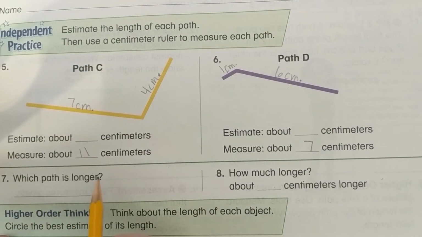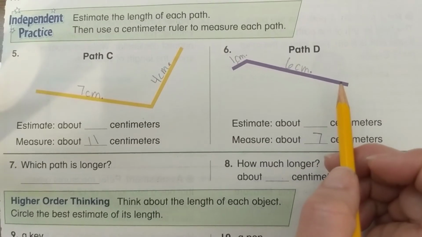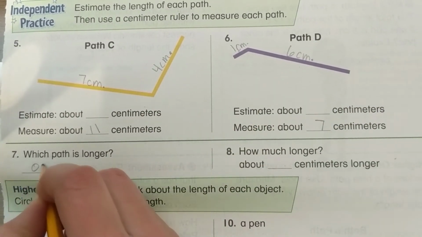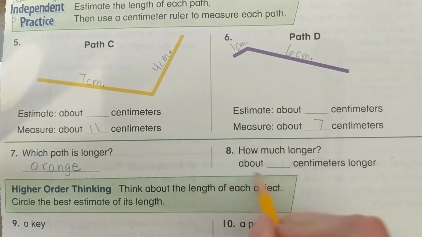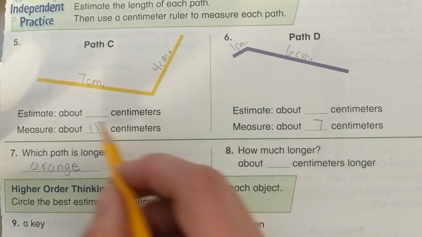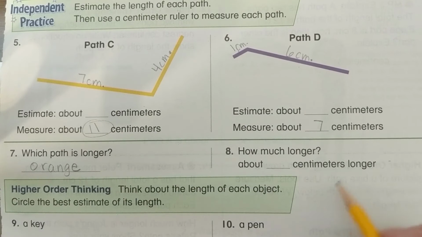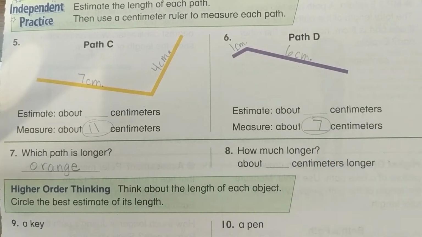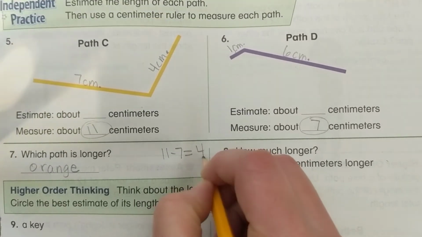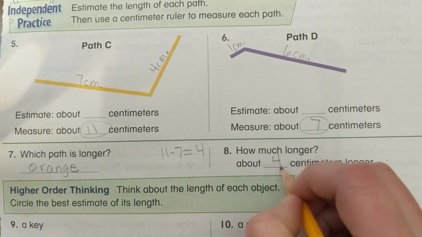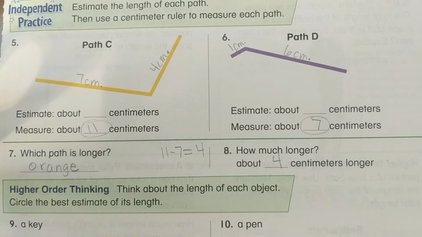Which path was longer, the orange or the purple? And it was orange. How much longer was it? We're going to take 11 centimeters and subtract the 7 to compare. 11 minus 7 equals 4, so it was 4 centimeters longer.